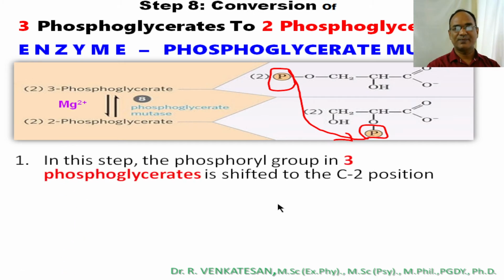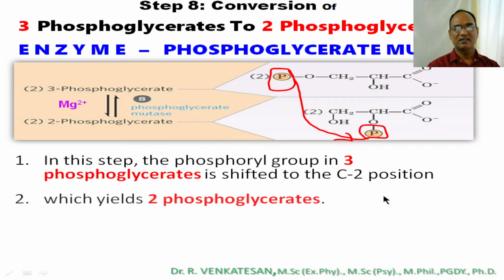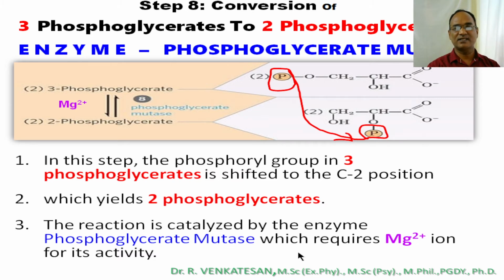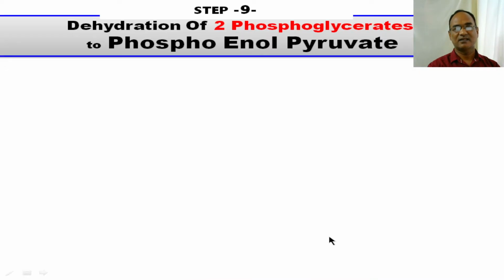So in this step, the phosphoryl group of 3-phosphoglycerate is shifted to the C2 position. That is the main process, which yields 2-phosphoglycerate, and the reaction is catalyzed by the enzyme phosphoglycerate mutase, which requires magnesium ion for its activity. So in the 8th phase, there will be no release of ATP.